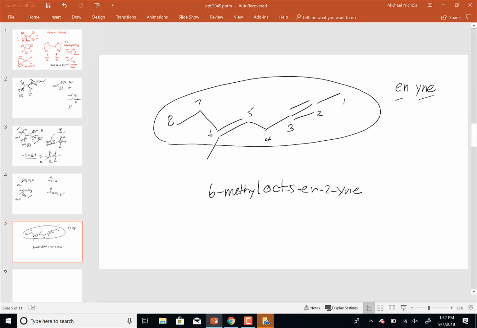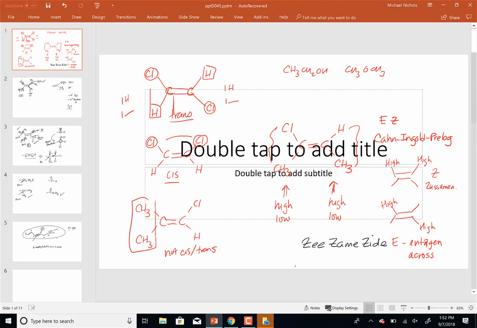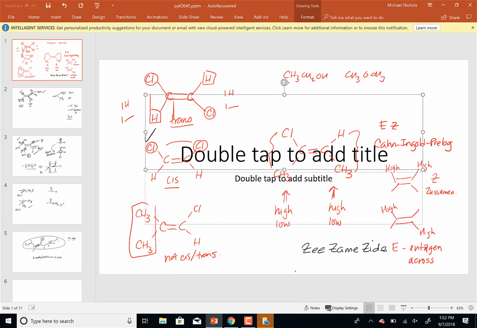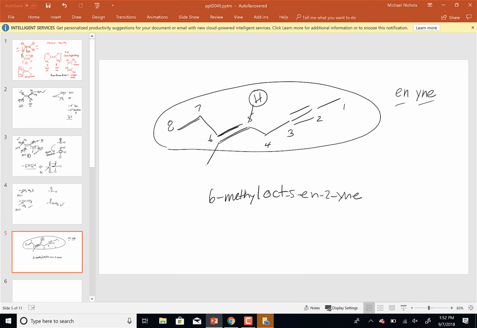Okay, how do you determine if it's E or Z? It has to be E or Z because, so what I'm going to do is I'm going to say there's a hydrogen right there. So now I'm going to compare ethyl to methyl. We're looking at the double bond instead of the triple bond. A triple bond is linear. All right, okay. So ethyl versus methyl. Ethyl wins.